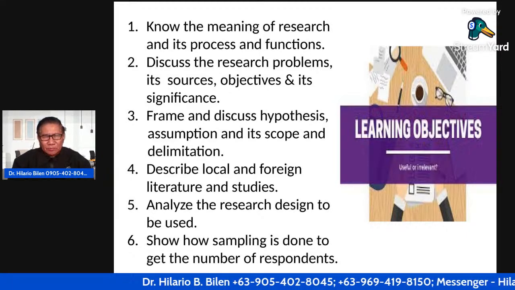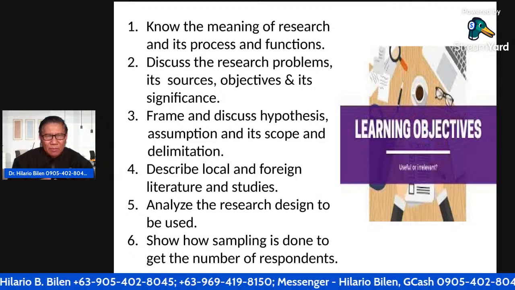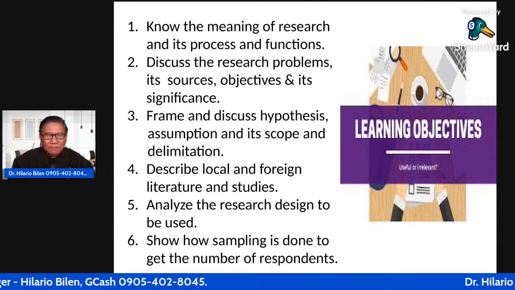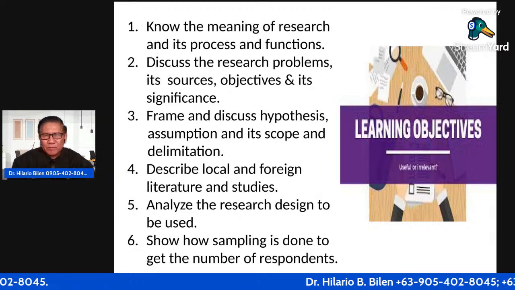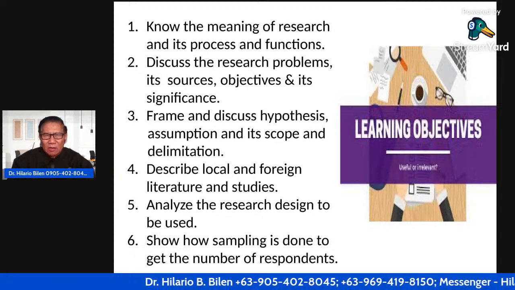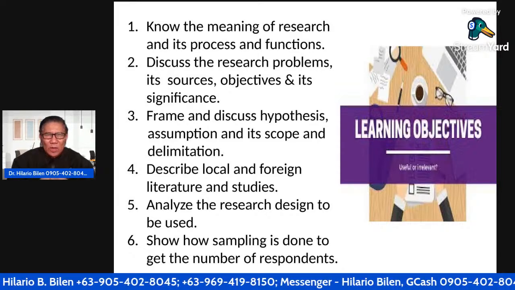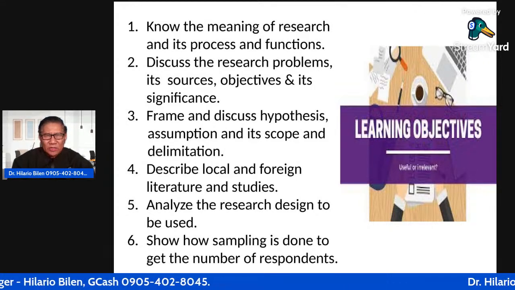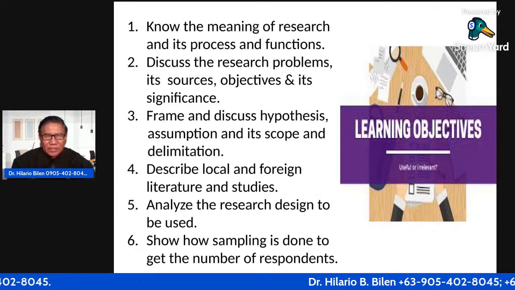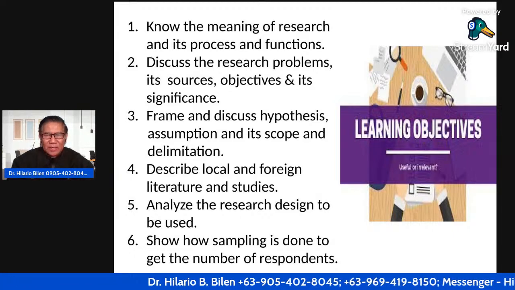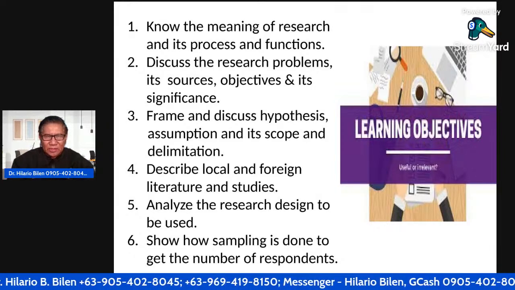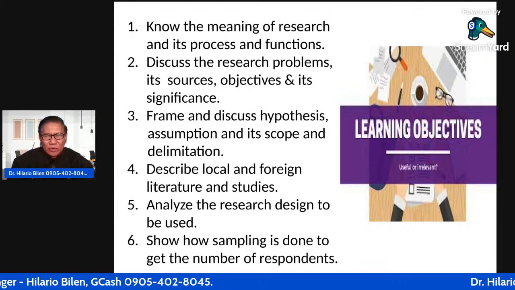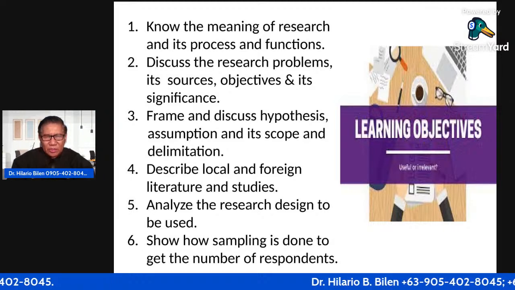Now, I'm just giving you some of our learning objectives of this subject. At the end of this course, at the end of this subject, especially on the last day of this semester, you will know the meaning of research and its process and functions. You can discuss the research problems, its sources, objectives, and its significance. Frame and discuss hypothesis, assumption, and its scope and delimitation. You can describe local and foreign literature and studies.